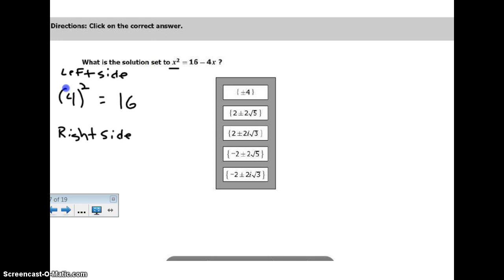So now the right side was 16 minus 4x. Well, that's going to be 16 minus 4 times, again, we're using positive 4 in place of x. What do you get? You get 0. Do 16 and 0 match? They do not. So we can eliminate that as our answer choice.